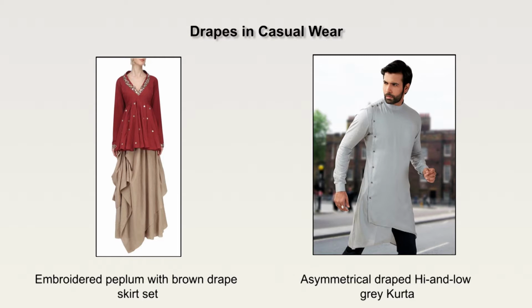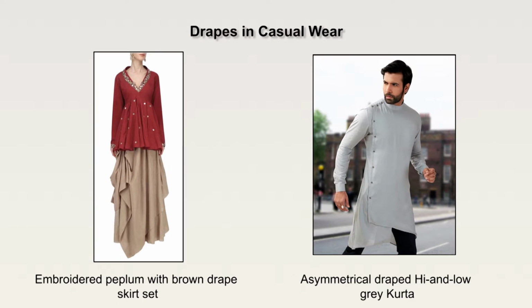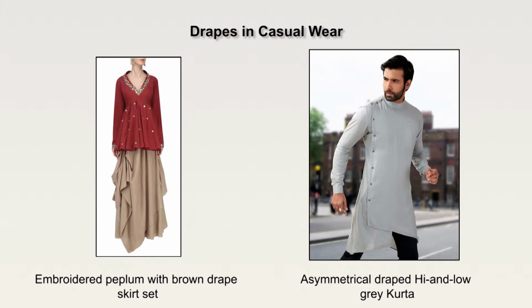Now let us look at some examples of drapes in casual wear. On the left is a red embroidered peplum with brown drape skirt set. On the right is an asymmetrical draped high and low grey men's kurta.